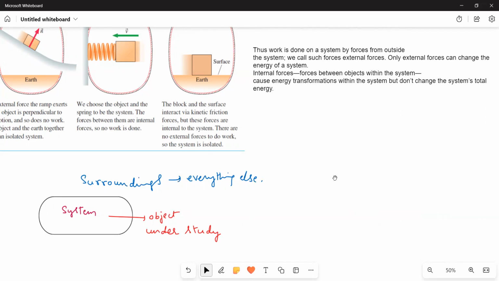That means, if there is a potential energy, that potential energy gets converted into kinetic energy, and if there is a kinetic energy, the kinetic energy gets converted into potential energy. Like this, the energy transformations will take place within the system, and the total energy of the system remains constant.